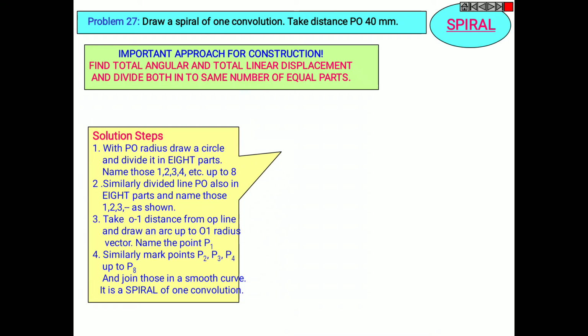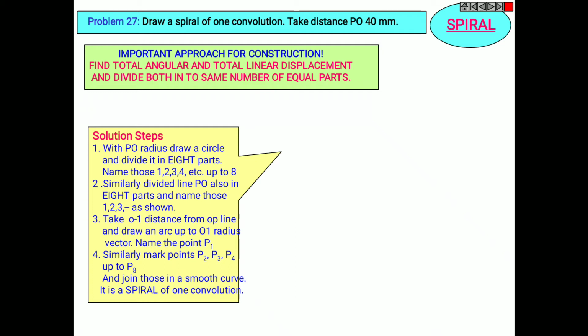Now there are some simple steps to solve this problem. There are 4 steps. First one is, with PO radius, draw a circle and divide it into 8 equal parts and name them 1, 2, 3, 4 and so on up to 8. Similarly, divide line PO also into 8 equal parts and name them 1, 2, 3 and so on to 8.